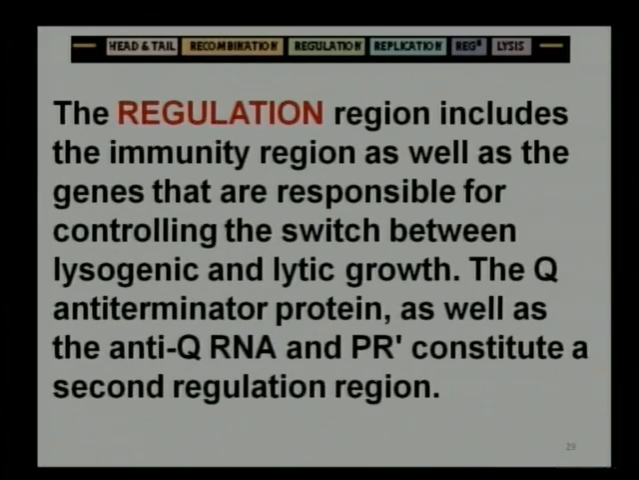The next important group, which will be discussed in more detail later, is the regulation region. This includes the immunity region as well as the genes responsible for controlling the switch between lysogenic and lytic growth. Importantly, the Q anti-terminator protein, which is the product of the Q gene, as well as the anti-qRNA and PR dash constitute a second regulation region.